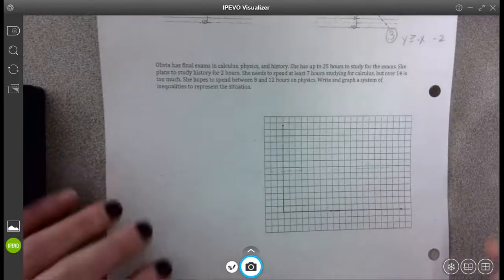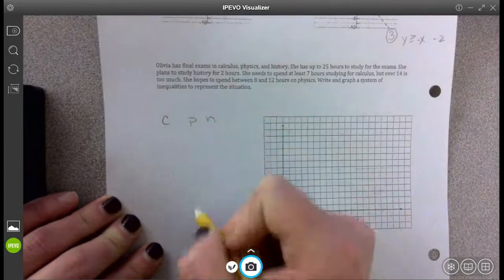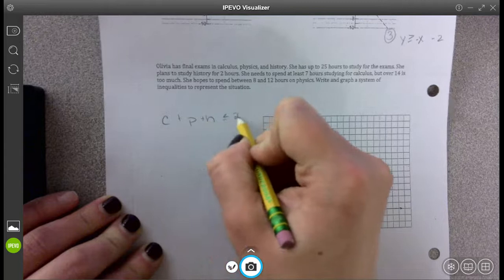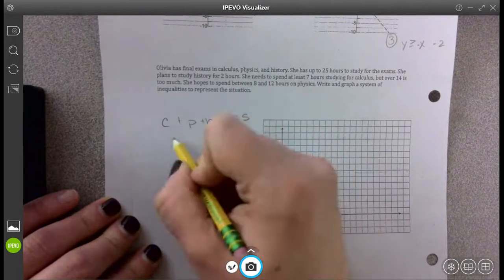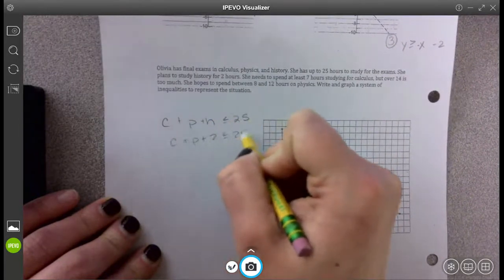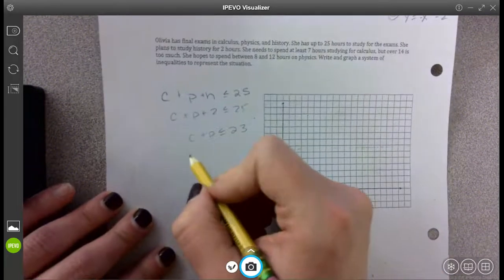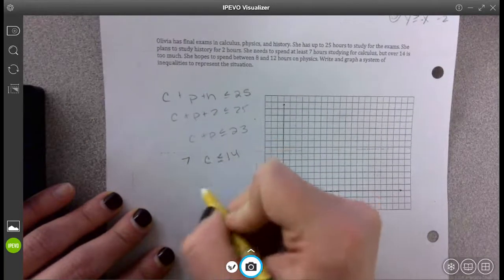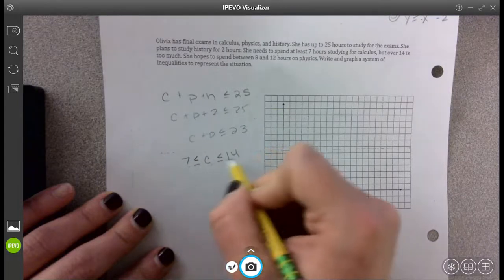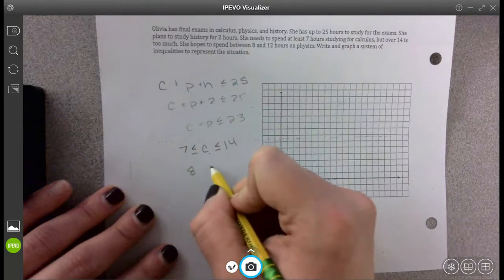And the last one is a word problem. Okay, Olivia has finals in calculus, physics, and history. She has up to 25 hours to study for the exam, so she can study 25 hours or less. She plans to study history for 2 hours. So we know history is 2 hours. She needs to study 7 hours for calculus, but over 14 is too much. So she has to be 7 or greater, but hold up, she can't be more than 14. She hopes to spend between 8 and 12 hours studying physics.